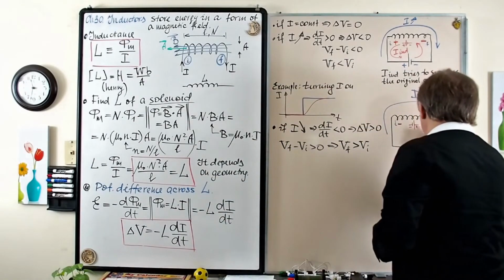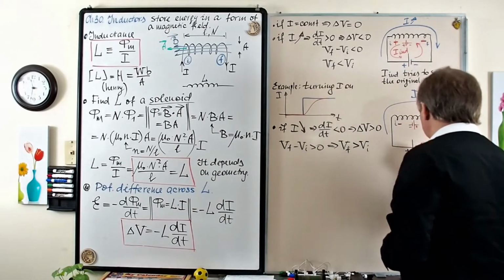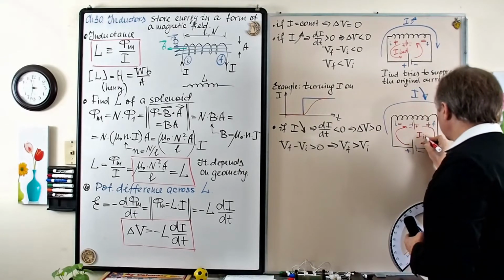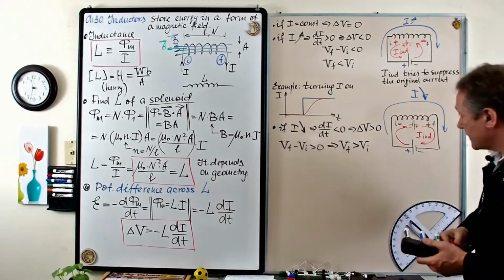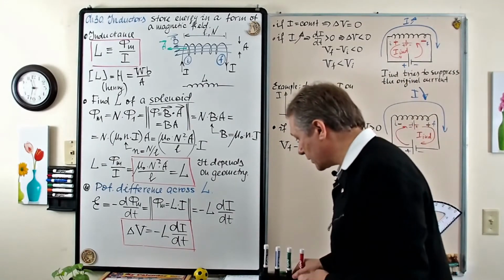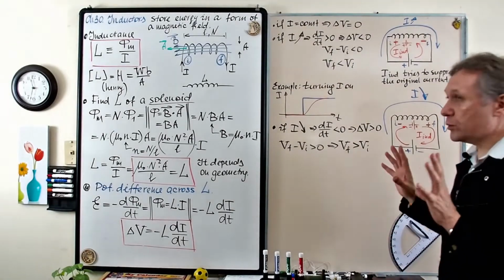So now induced current is going to flow this way, right? So that will be I induced. Okay, why did I start using this idea of the small, additional battery? Because quite often students get confused.